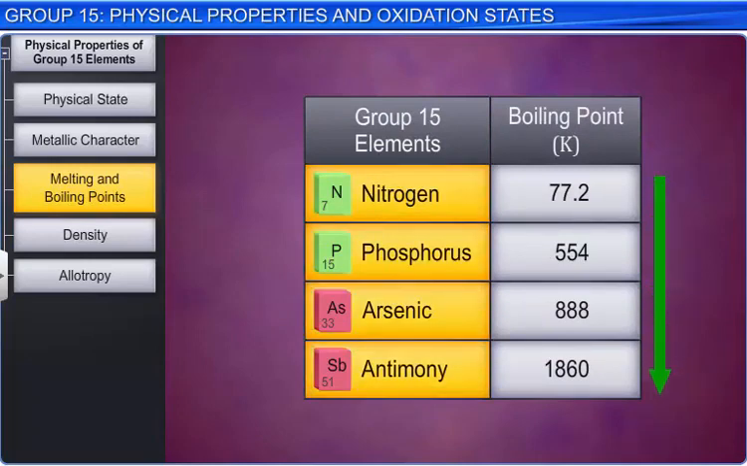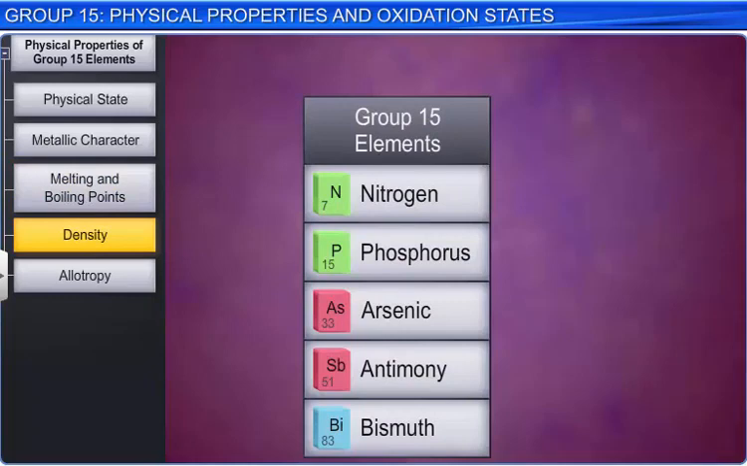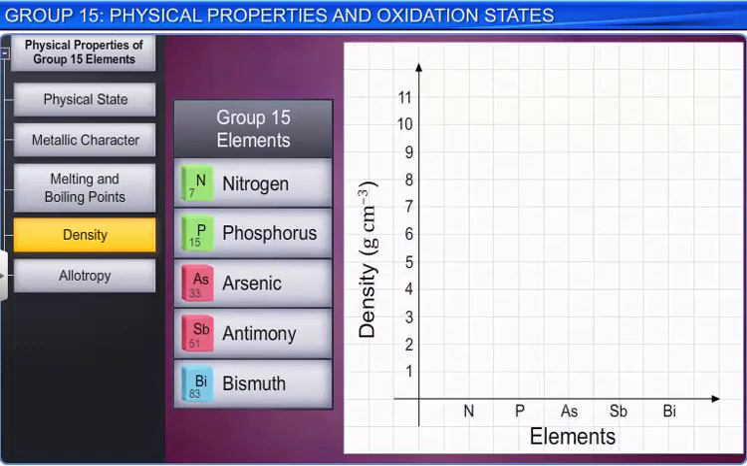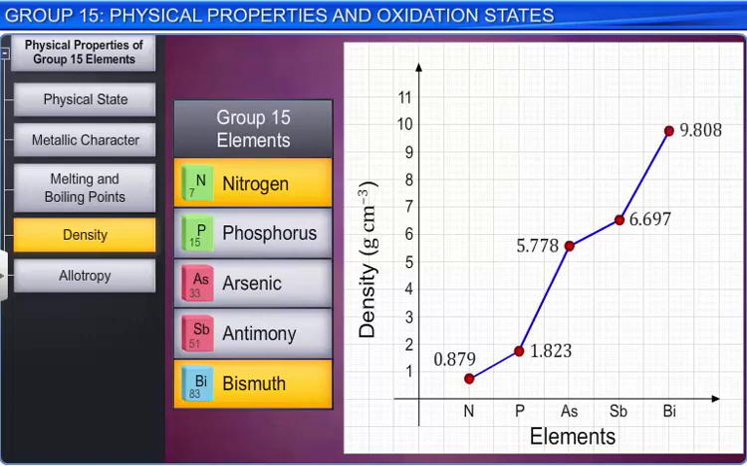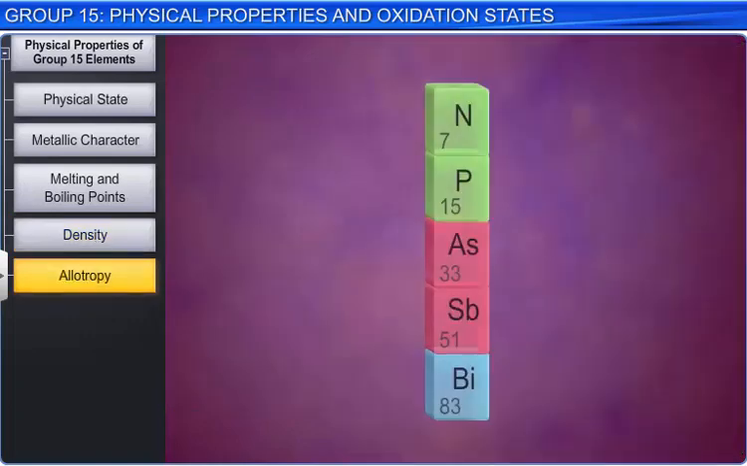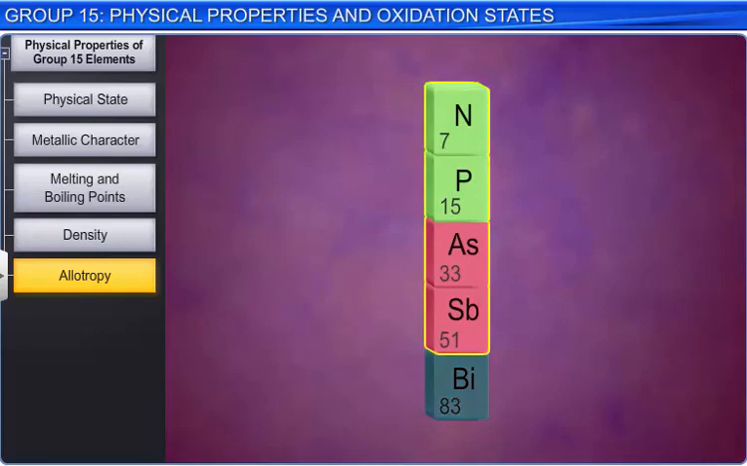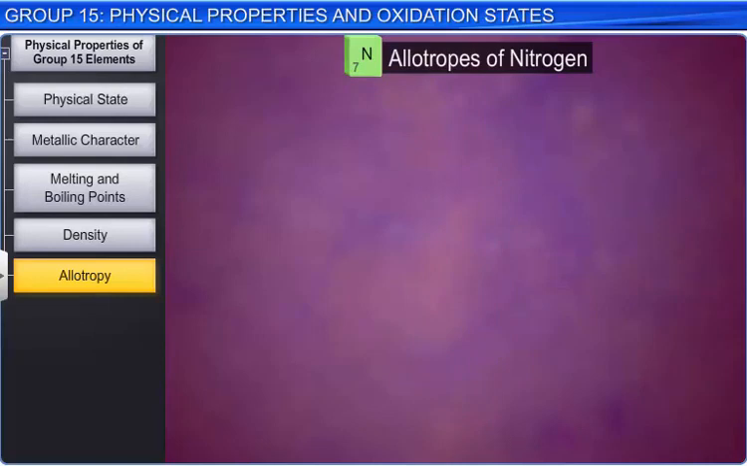Next, let's look at the trend in the density of group 15 elements. The density of these elements increases regularly from nitrogen to bismuth. Finally, let's look at allotropy. All the elements in group 15, except for bismuth, show allotropy. Nitrogen exists in two allotropic forms, that is, alpha nitrogen and beta nitrogen.